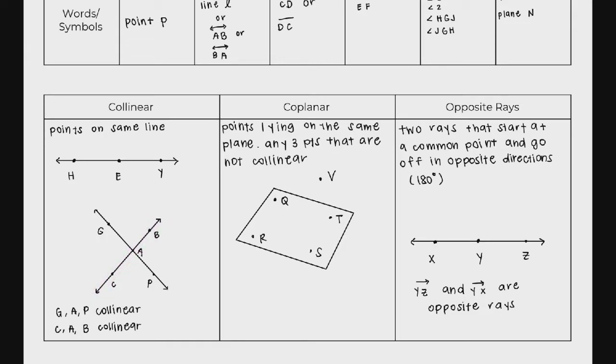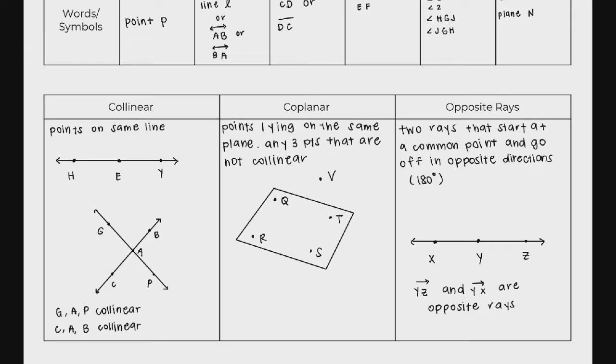Now coplanar means points lying on the same plane, and any 3 points that are not collinear. For this example here, we have a plane with points Q, R, S, and T all on the same plane, so those are all coplanar. And point V doesn't look like it's on the plane that's drawn, but it's also coplanar with any 2 points on the plane, because we can make a plane that goes through point V and any other 2 points on the plane given.